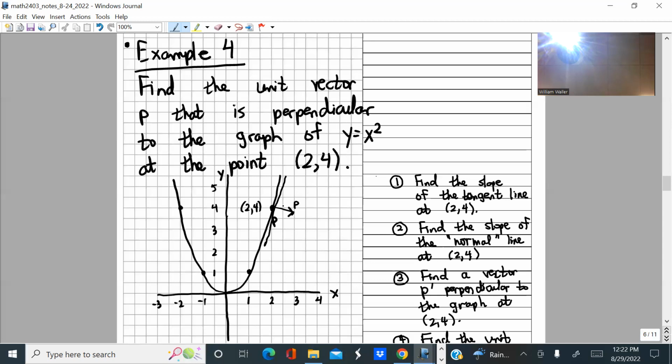Now, how do I even find the slopes, much less negative reciprocal slopes? Let's start with the tangent line. How do we find the slope of this tangent line that I've got drawn in here? That's where calculus comes into play. So how do you find the slopes of tangent lines in calculus? The derivative. The derivative is all about slopes of tangent lines, correct?